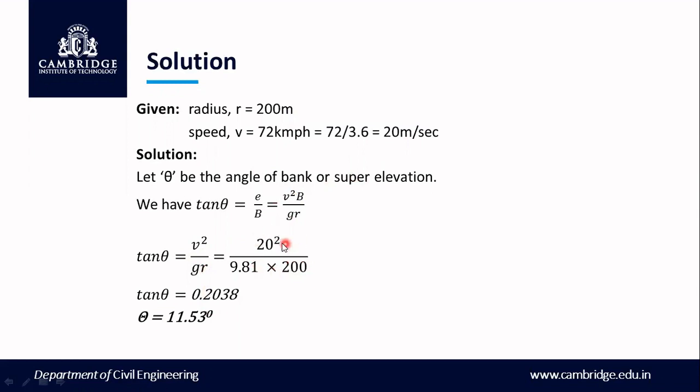So substituting this value and calculating, we get tan theta is equal to 0.2038. And again, if we solve further for theta, we get it to be 11.53 degree. And thus we arrive with the angle of super elevation. So this is the answer. It's a very direct question and it's a very easier one.